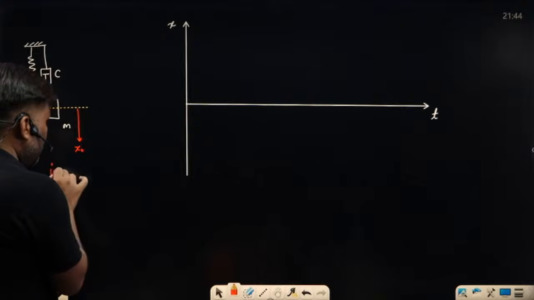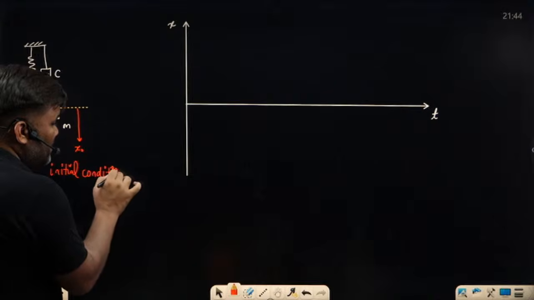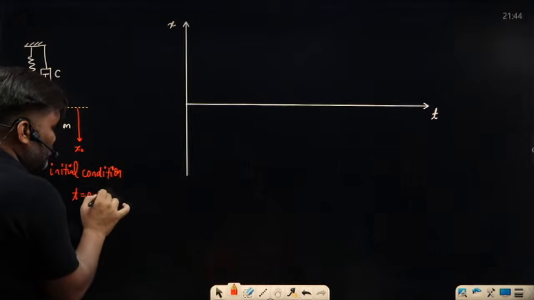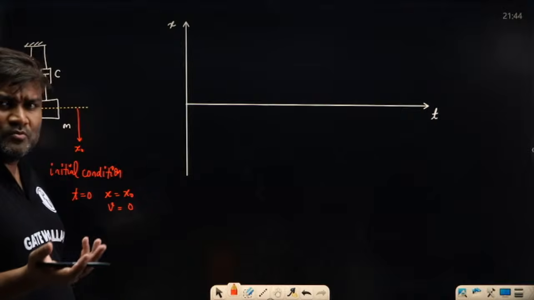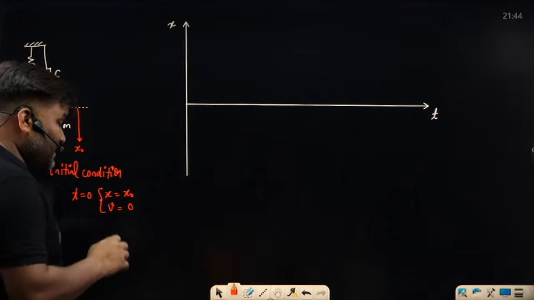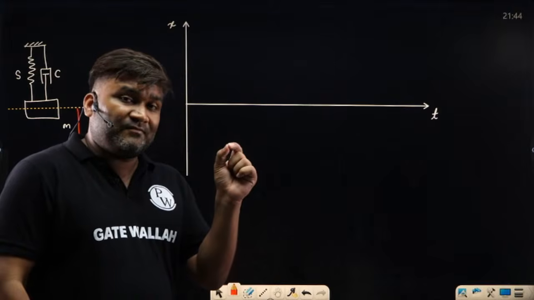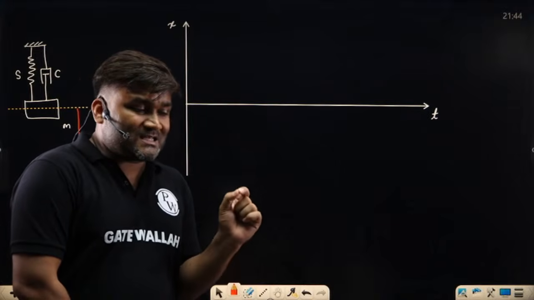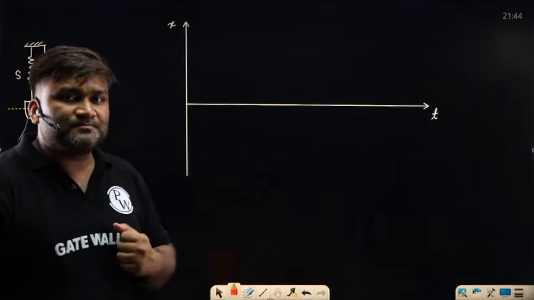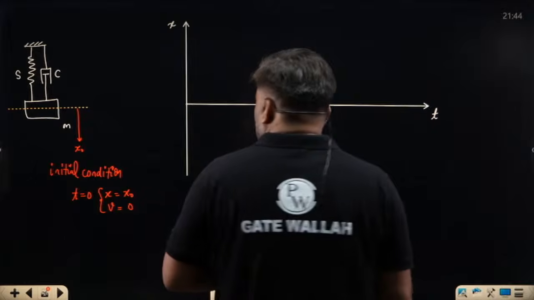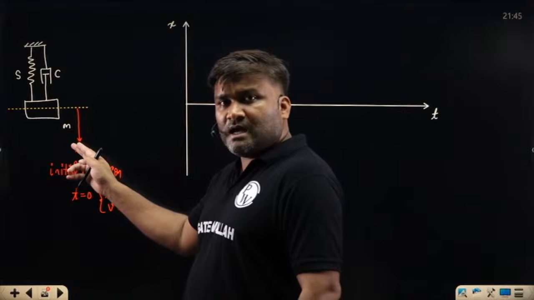So what are the initial conditions? Suppose at time t equal to 0, x was equal to x naught, and the velocity was 0. That's up to you. You can also provide a disturbance where x is 0 but you have provided some velocity. Somebody can say, at time t equal to 0, I have provided some x, and before releasing it, I have also given it some velocity. You can also talk like this. In this case, you just have given some deflection and released it.